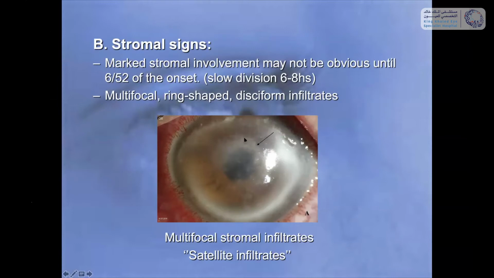Why is there a delay in the presence of stromal involvement? It is due to the slow division of the trophozoite. How do the stromal signs present? It can present as multifocal infiltrates, ring-shaped infiltrates, or disciform keratitis-like lesions. This is what we mean by multifocal stromal infiltrate, the satellite lesion. As you see here, small infiltrates all over here.